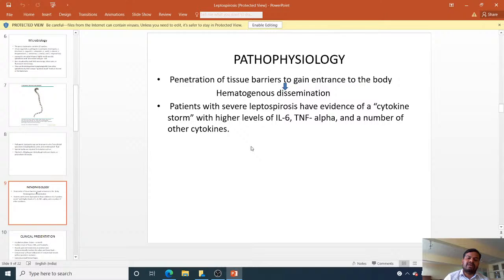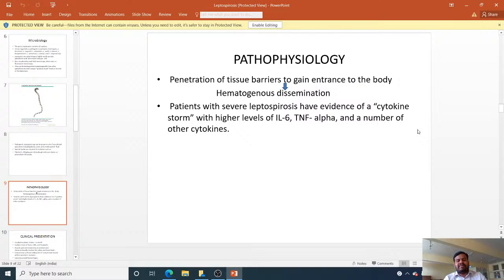What's the pathophysiology? What we see here is the penetration of the tissue barriers to gain entrance into the body. And there will be hematogenous dissemination. This is how it enters the humans. And patients with severe leptospirosis have evidence of cytokine storm.